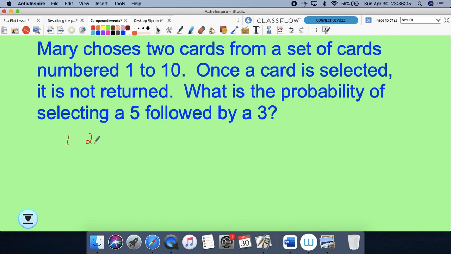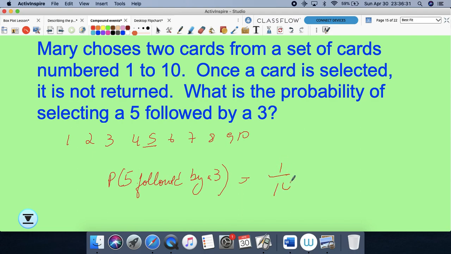Okay, so you have cards 1, 2, 3, 4, 5, 6, 7, 8, 9, 10. Once you pick a card, you don't return it. What's the probability of getting a 5 followed by a 3? Well, what's the probability of getting number 5? The probability of getting number 5 is 1 out of 10. So this is no longer in there. The 5 is here in the corner, and I go back and I want to get a 3. Well, what's the probability of getting a 3? Well, there's 1 three, so it's 1 out of, well, there's not 10 anymore, but there's 9.